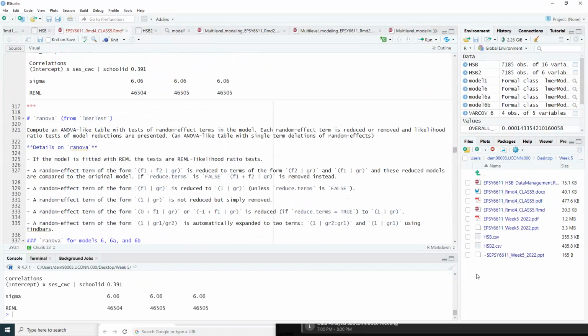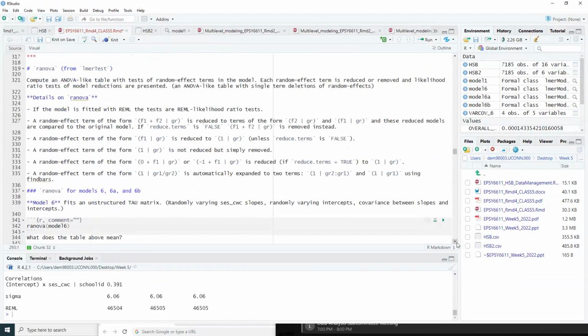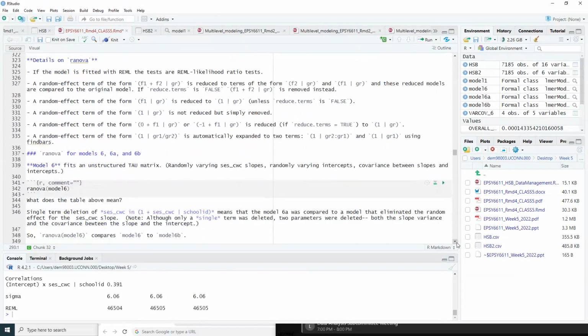Okay. So here are some more details on Renova, some nitpicky details for different types of models. Actually, you answered the question about if there's two slopes. I think I did, right? Yeah, it says it right there. So what does it do? It takes one away and then the other away and tests all three. So there you go. That's what it does.